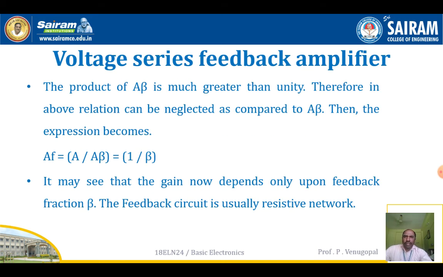The product A beta is much greater than unity. Therefore, 1 plus A beta is equivalent to A beta. Therefore, the feedback gain AF is equal to A divided by A into beta. A and A get cancelled, and 1 by beta remains. It may be seen that the gain now depends only upon the feedback fraction beta. The feedback circuit is usually a resistive network.